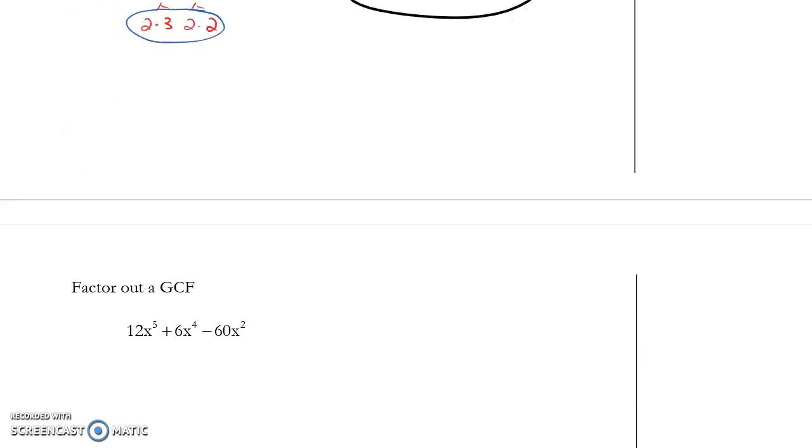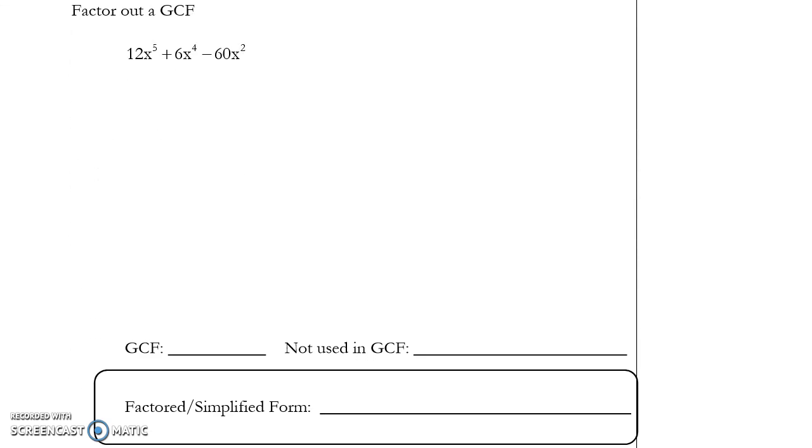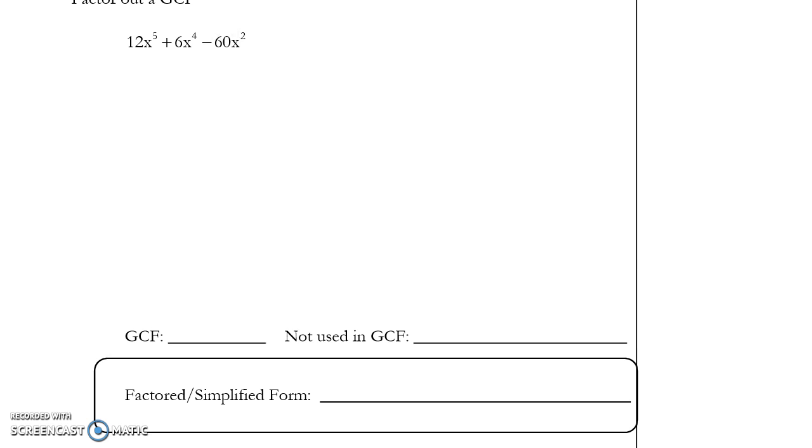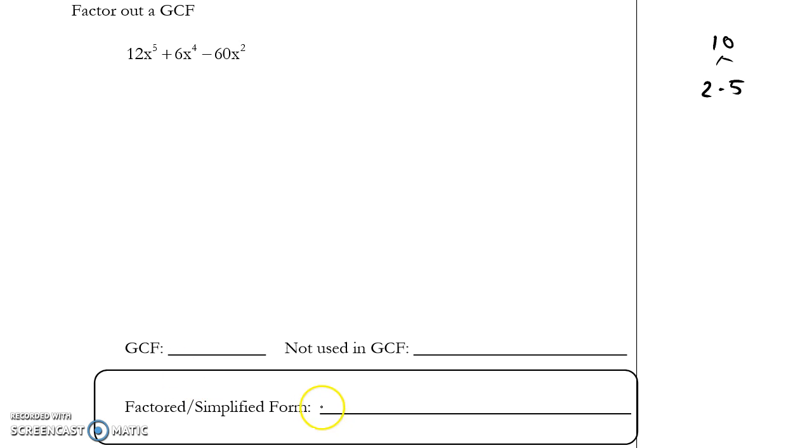Alright, so finding the greatest common factor is only one part of this. The second part is actually to write this in factored form. It's just like we talked about, when we have 10, I want to write this as 2 times 5. Well, finding the greatest common factor helps me find the first part of my simplified form. It's what's left over that's going to give me the second part.